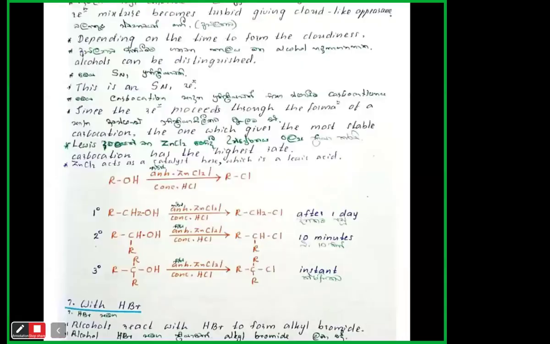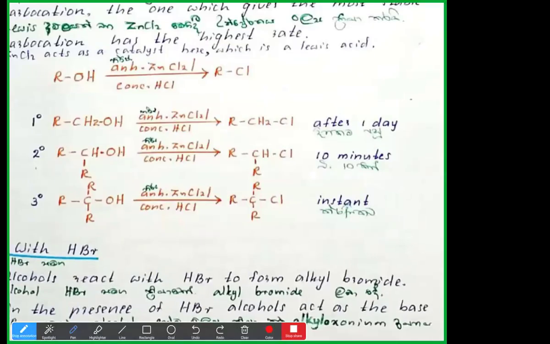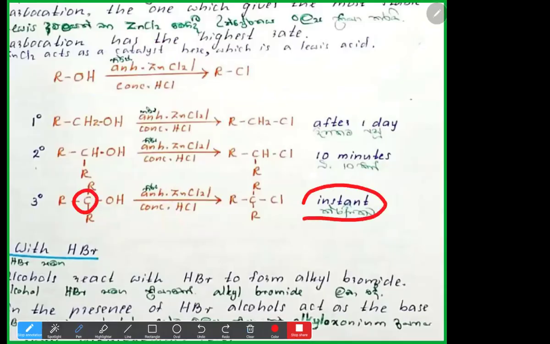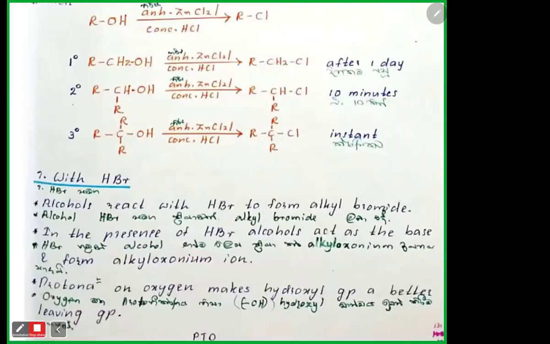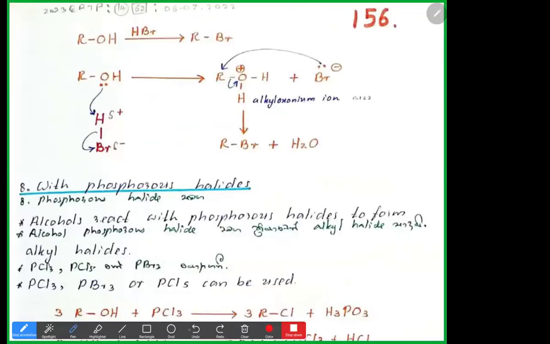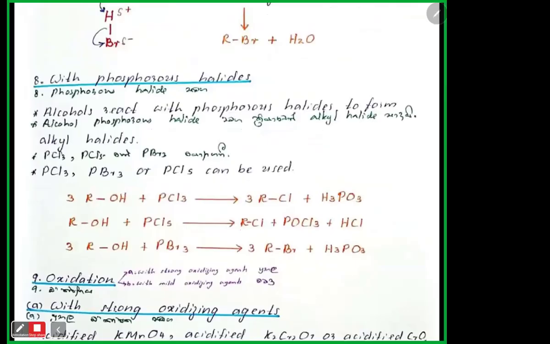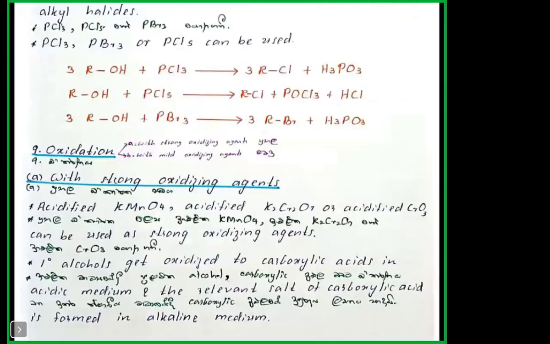Lucas reagent, same reaction, they are making alkyl halides, but the difference here is we are using a catalyst, so the reaction is really faster. For tertiary, since it goes through the tertiary carbocation, which is stable, it gives instant turbidity; secondary 10 minutes, primary after 1 day. So we are using them as an identification test. The next one is with HBr: this OH lone pair is donating, this bond breaks, the water molecule gets away, bromine joins, converting to alkyl halides. Phosphorus halide, same reaction, converting to alkyl halides, but the byproducts are different.